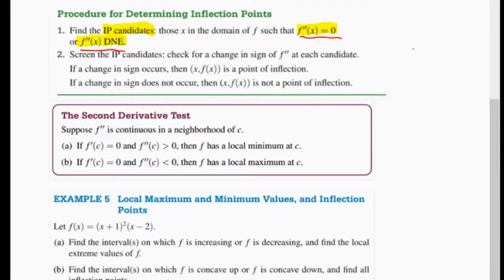It's kind of like when we were using the first derivative test. If my derivative went from positive to negative, then I knew I would have a maximum. So you had to have that change in order to say that it was a max. Well, if you don't have the change, then you can't say it's a point of inflection. So if there's a change, it is a point of inflection.